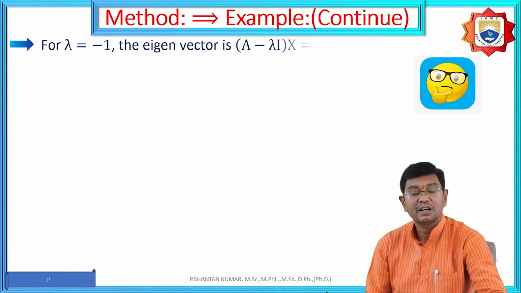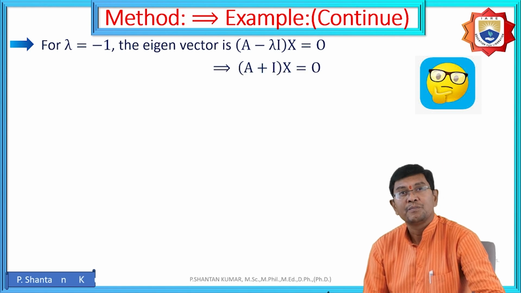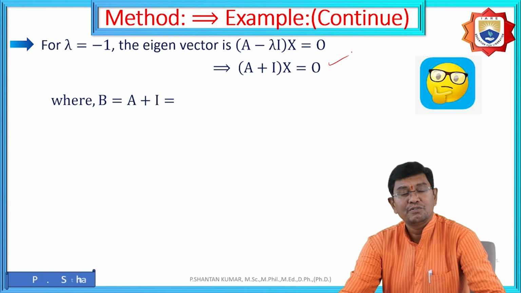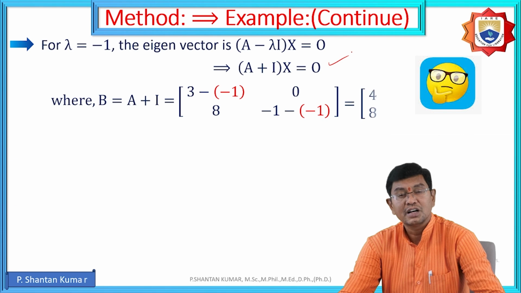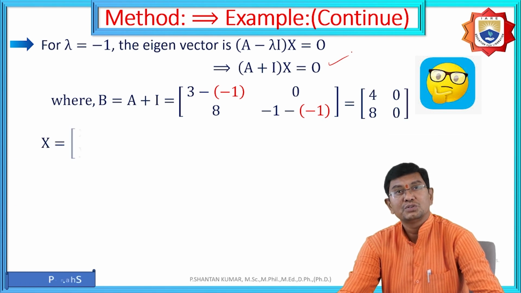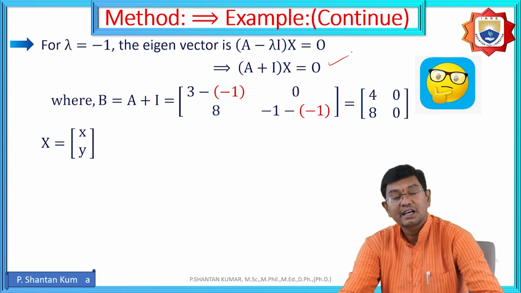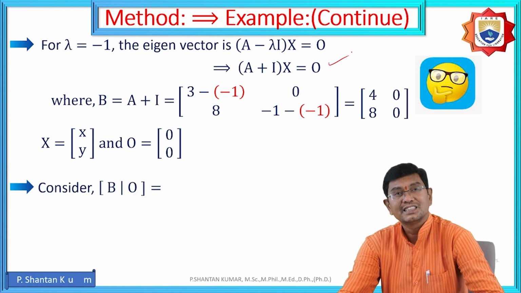Now we need to find the corresponding eigenvectors, particularly for lambda is equal to minus 1. In the previous sessions we discussed clearly how to find the eigenvectors, either in equation format or with the Gauss elimination method. There we discussed the eigenvectors with the help of the equation format, but here I am giving the other method, the Gauss elimination method.